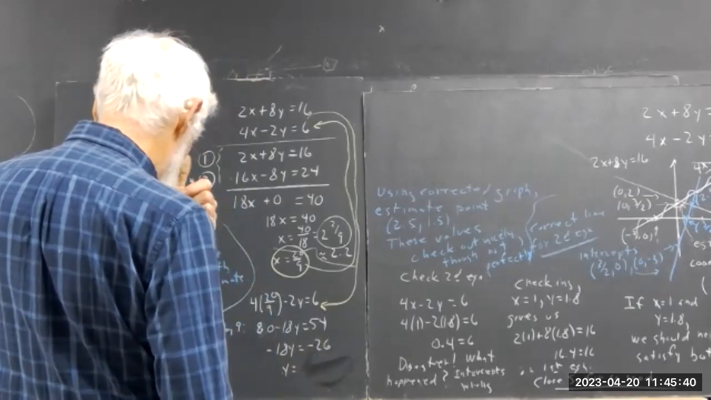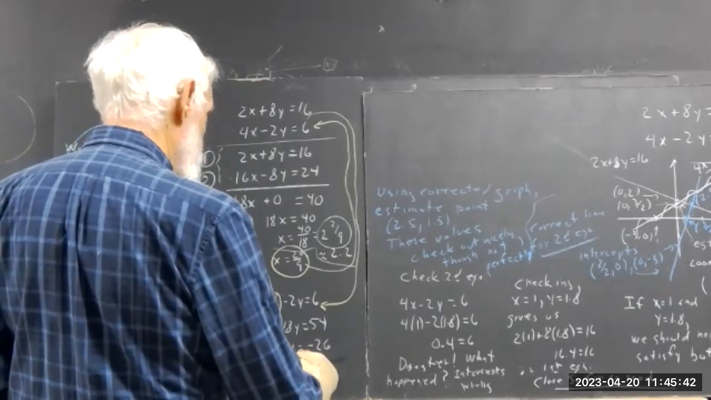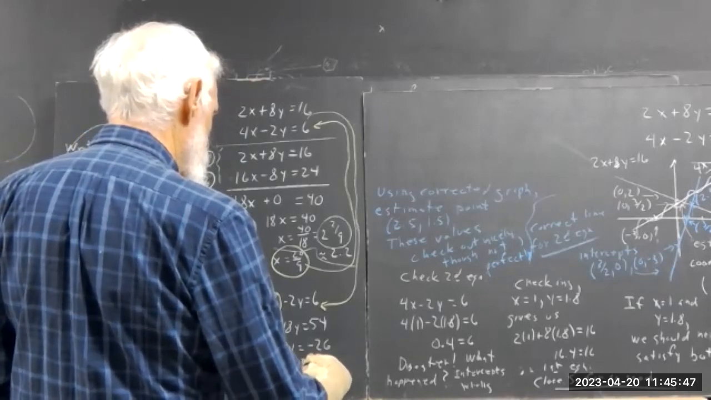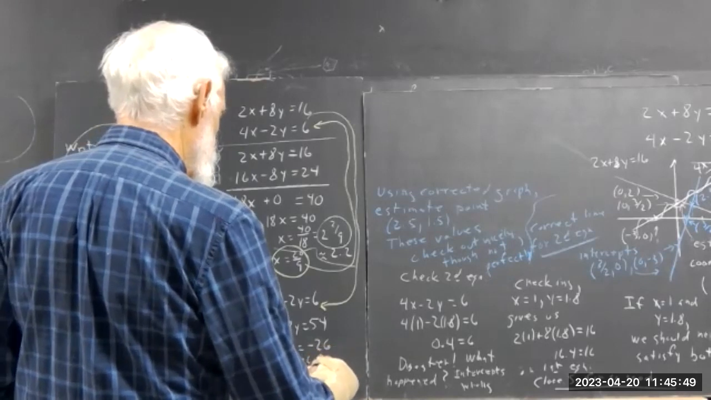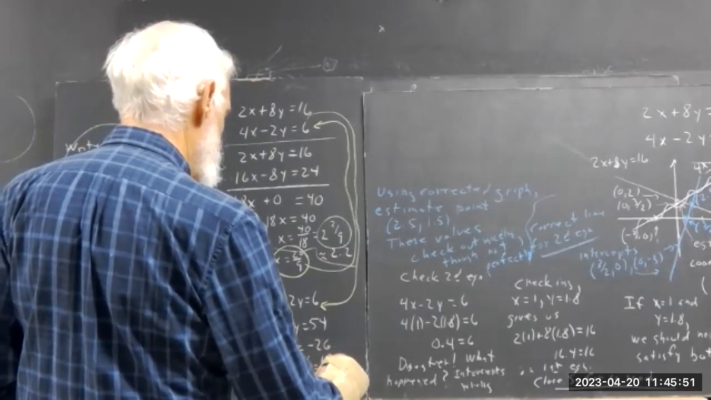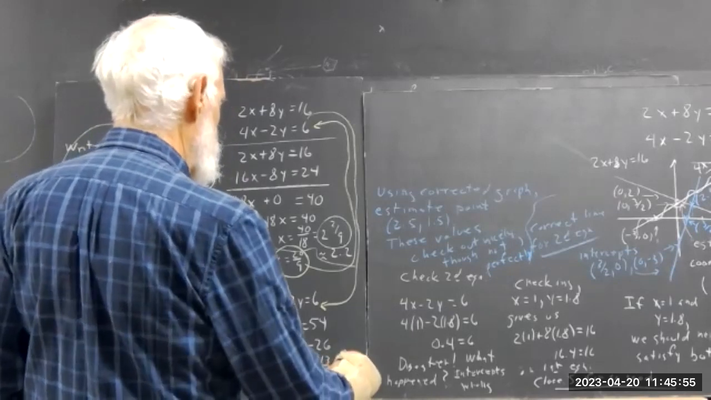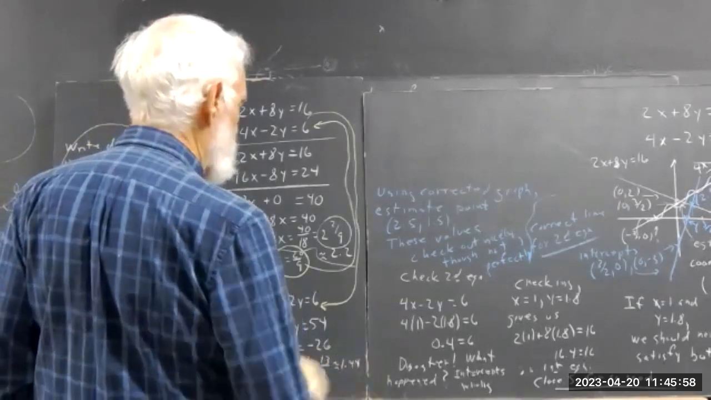Cool. So y equals 26 over 18, which is 13 over 9, which is approximately 1.44, something like that.